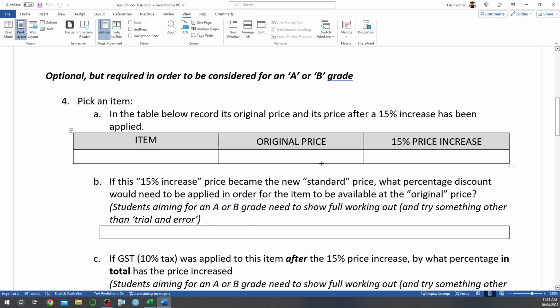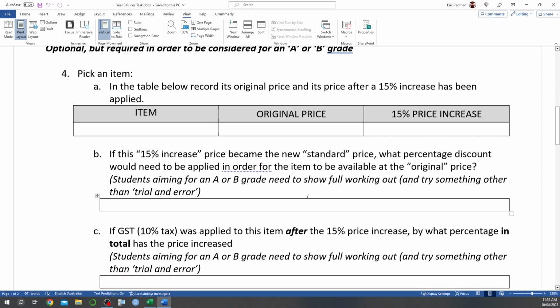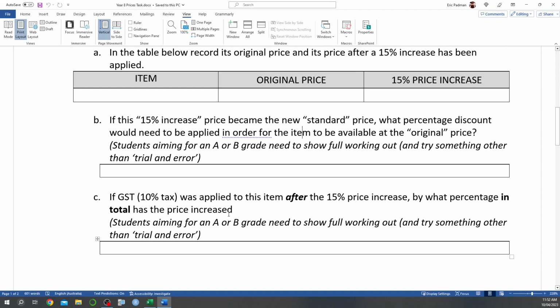In other words, you're starting with the 15% increase price. You're looking at the original price and you're thinking, what percentage do I need to decrease to go from here to there? I'll give a little hint. It is not a 15% decrease to go from the increased price to the original price. So you might need to find a strategy to do that. If you want a high grade, you're going to have to work it out. Perhaps consider reorganizing those formulas, and I might help some dedicated students who really want to give it a go.